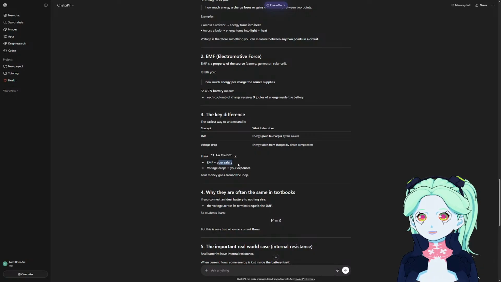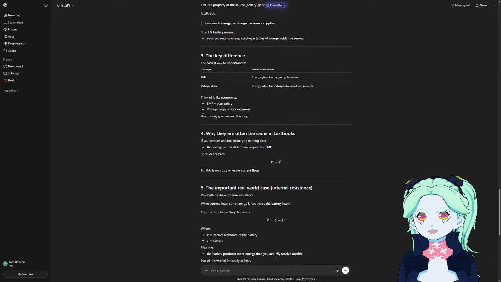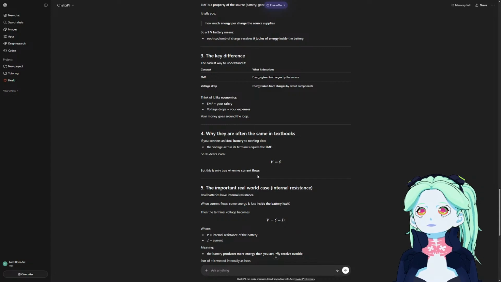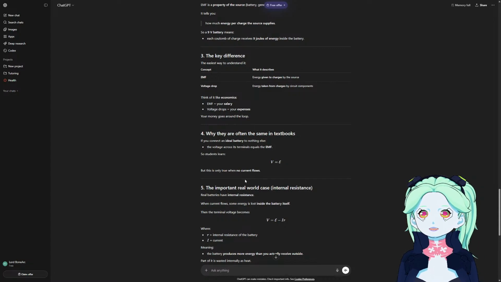EMF is your salary. Bro, economics, really? EMF is your salary. Voltage drops are your expenses. Amazing. Your money goes around the loop. Why they are often the same in textbooks. If you connect an ideal battery to nothing else, the voltage across its terminals equals the EMF. So students learn that voltage across the terminals is EMF. But this is only true when no current flows.